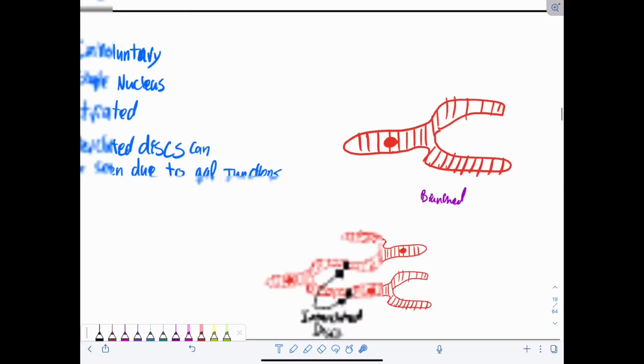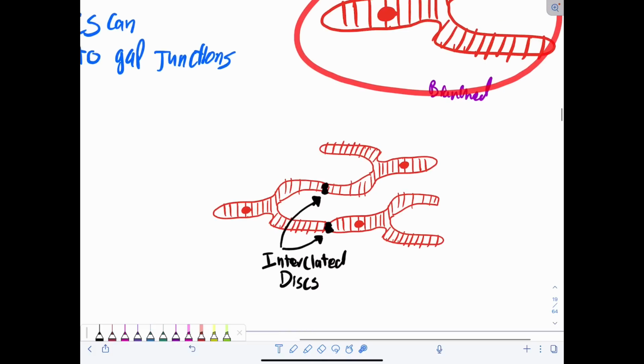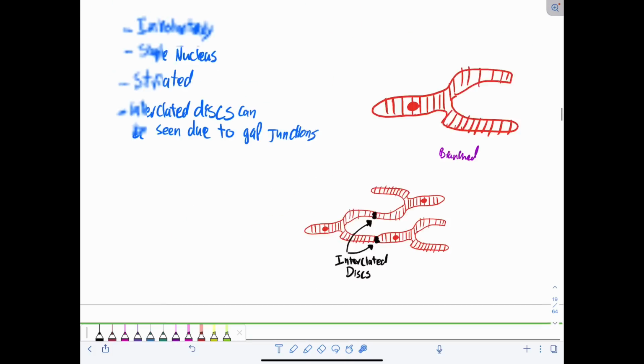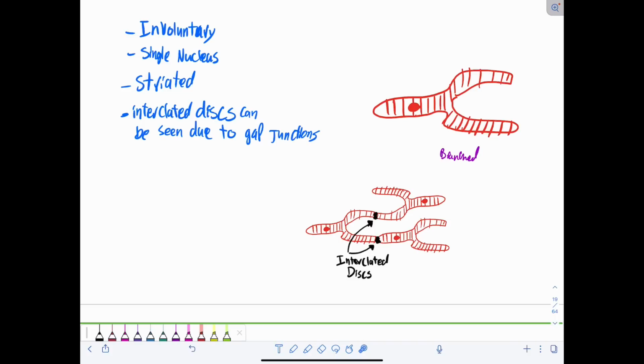So these intercalated discs, if you look, so here's one muscle cell. But if I were to draw like 3 of them here, you could see that when they are touching each other, this little darker region appears under the microscope, from where they're touching each other, and these are called intercalated discs. What do you think they're made up of? Gap junctions, because these guys talk to each other.